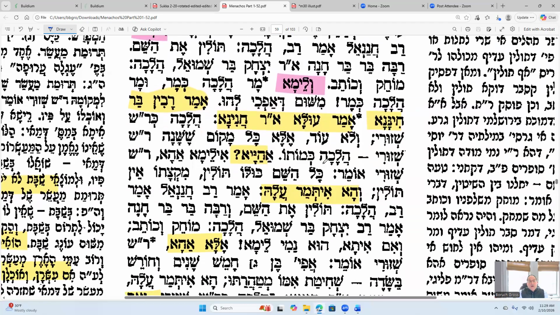Now for the final Gemara, just another 2 minutes. Amar Ravin Bachanina, Amar Ula, Amar Chanina. So Ravin said in the name of Ula, who said in the name of Rav Chanina, halacha k'shim suzuri. The halacha is like Rav Shimon Suzuri.